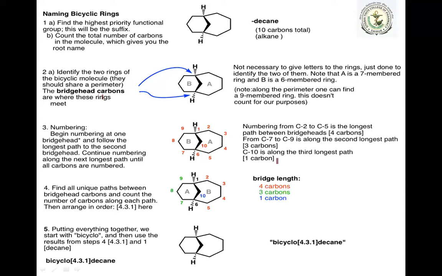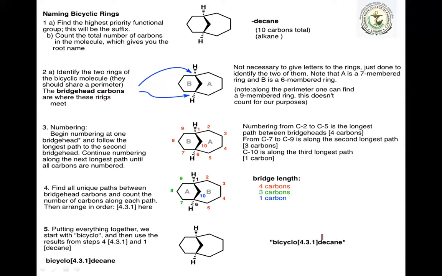After that you have to put the name by using bicyclo. We start with bicyclo, then you give the bridge lengths in decreasing order, 4, 3, 1, and the total number of carbons, which is 10 carbons. So decane. Getting it? So that is the name for this compound.